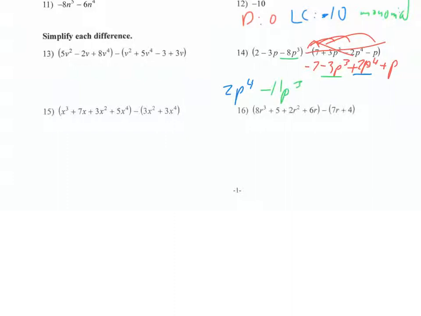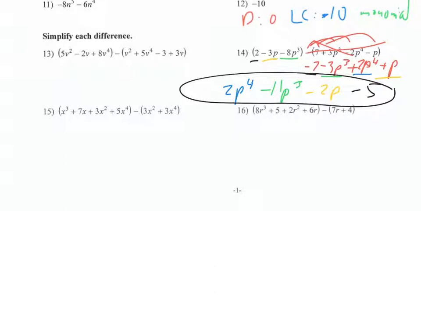And then do I have a p squared here? I do not. So then I got my regular p. So I got positive p, negative 3p makes negative 2p. And then lastly, I got my numbers. So I have positive 2 and negative 7 makes negative 5.